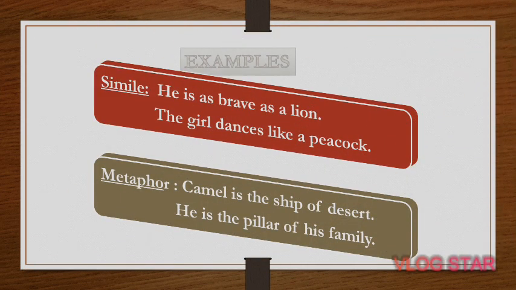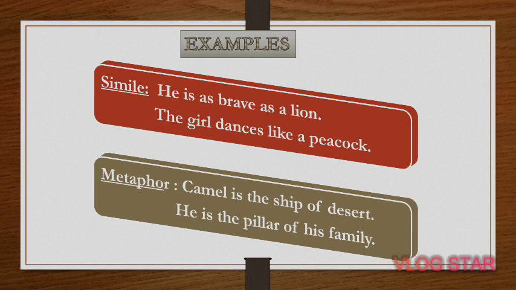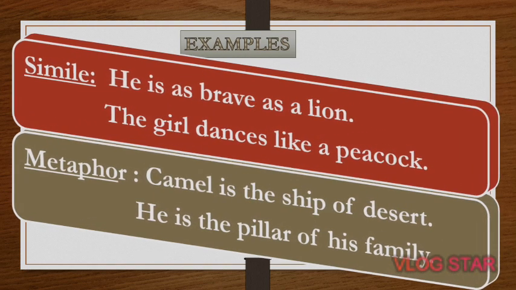Now it's application time. Let's see how similes and metaphors are used. For simile, the sentences given here are: he is as brave as a lion, and the girl dances like a peacock. In these sentences, we can easily find the two words as and like have been used. So in he is as brave as a lion, he and lion are two different subjects, and they are brought into comparison. He is compared to a lion, and the comparison is made by using the word as.